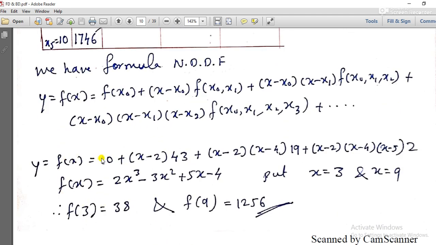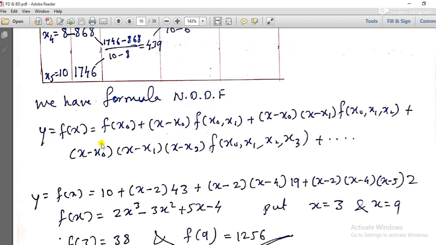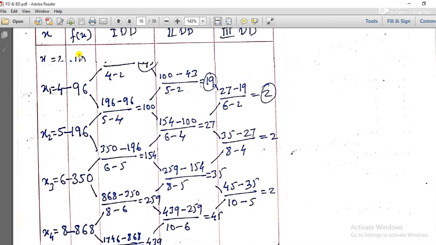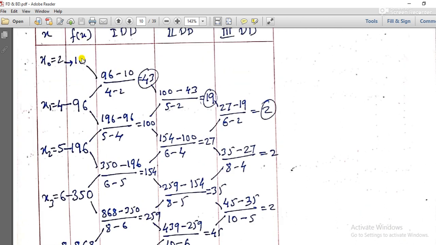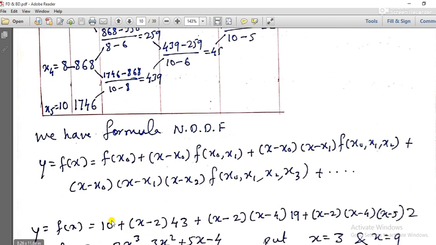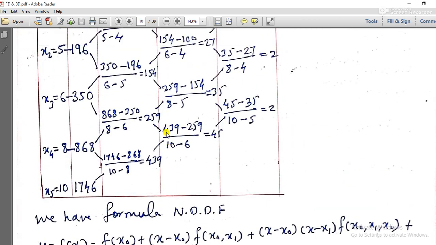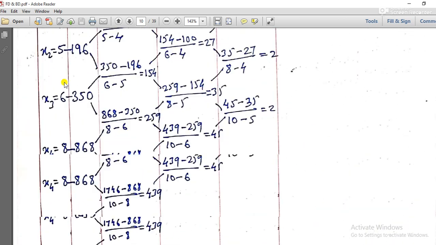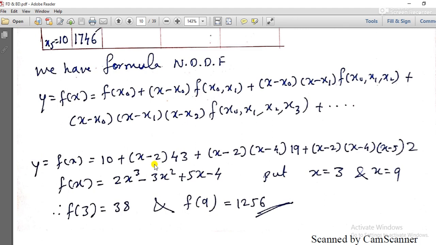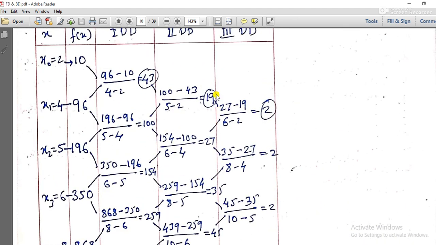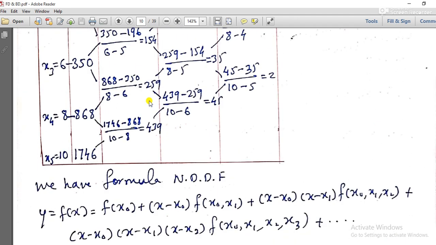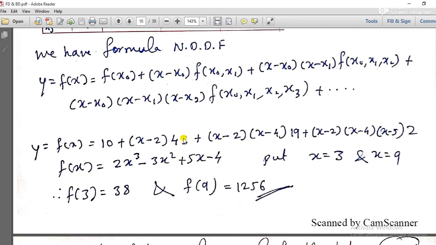So now take these values. f of x0 is how much? f of x0 is 10. This is f of x0, f of x1, f of x2, like that. We don't know x, so x minus, what is the x0 value here? The x0 value is 2, so you take x minus 2 into f of x0 comma x1. F of x0 comma x1 is 43, so you write 43 here.